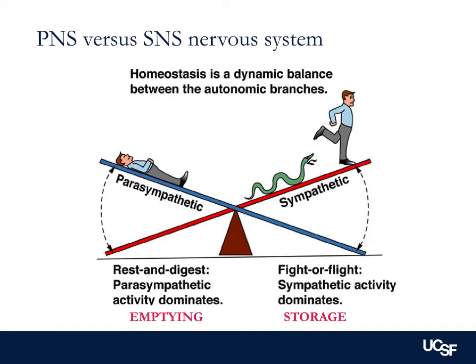And so this is the storage phase of voiding. The parasympathetic nervous system, on the other hand, you see this man relaxing. It's the rest and digest phase, and that's when it's appropriate for us to empty our bladders, and so it correlates with the emptying phase.